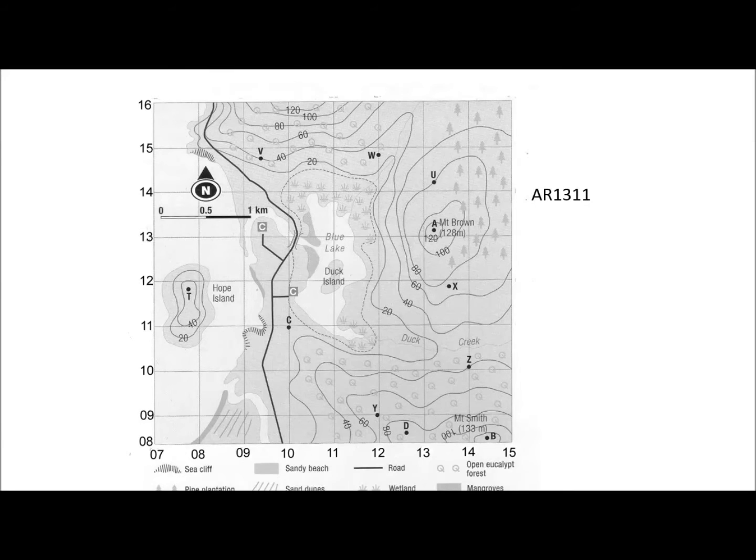Now, let's do our first locating. On this particular thing, it's telling the reader, go to AR, which is area reference, so it's basically saying we want the whole area, the whole grid square, 13, 11. Something is in 13, 11.